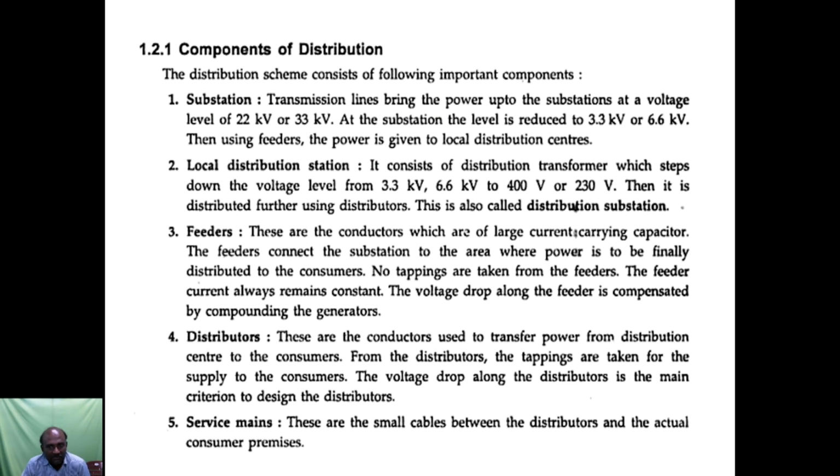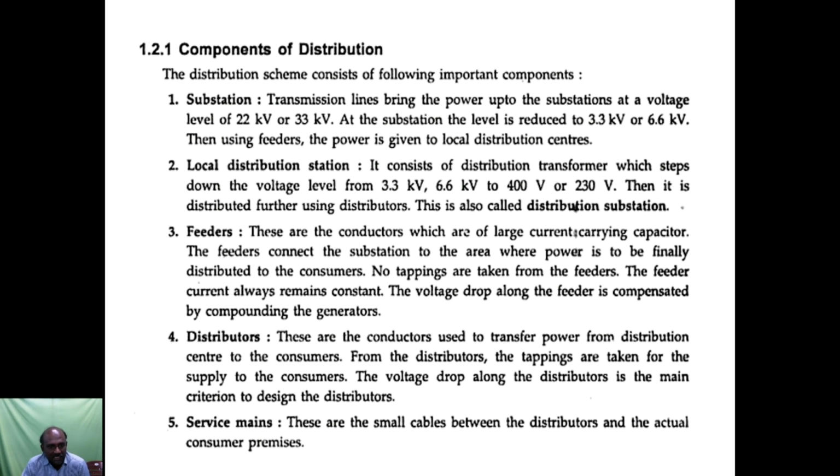It consists of transformers. Here also we have step-down transformers. They step down the voltage level from 3.3 kV and 6.6 kV to 400 V and 230 V. So from the kV level to the normal voltage level, the voltages are stepped down. It is also called a distribution substation. So substation, distribution substation, then feeders.